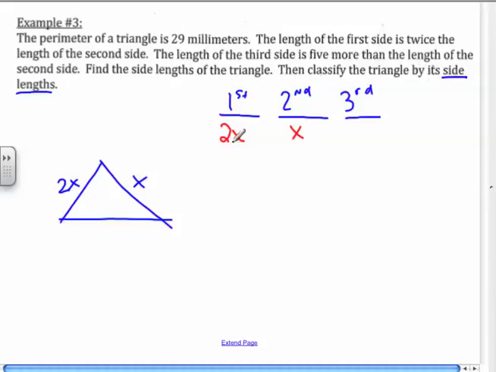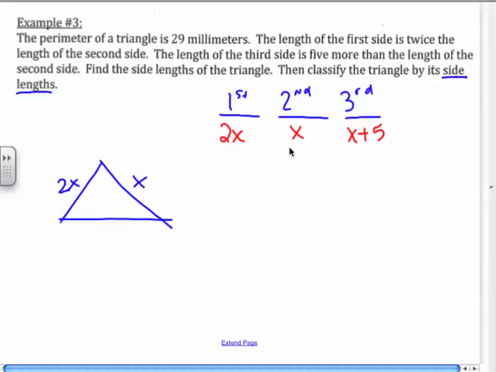How could I represent that, Eric? X minus 5. Not x minus. No. It says that the third side is 5 more than the length of the second side. Troy? X plus 5. It's 5 more than the second. We have to remember that the second is x.